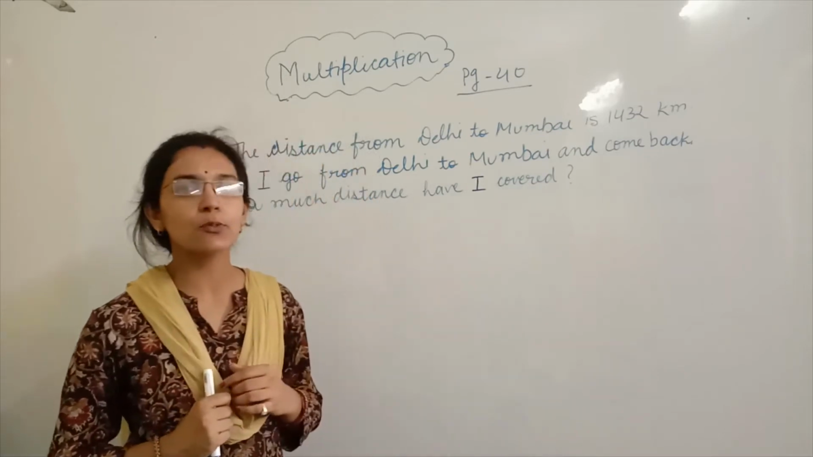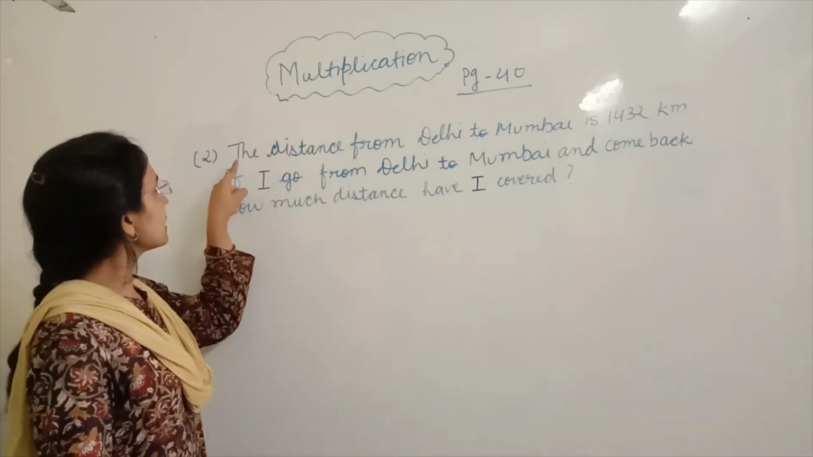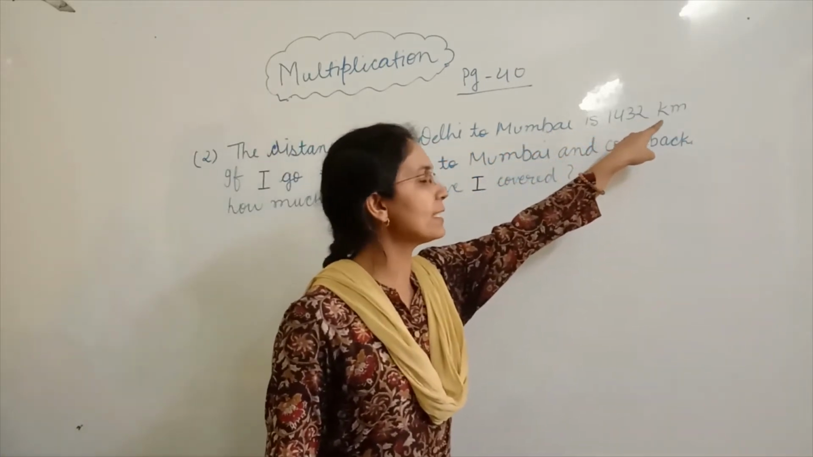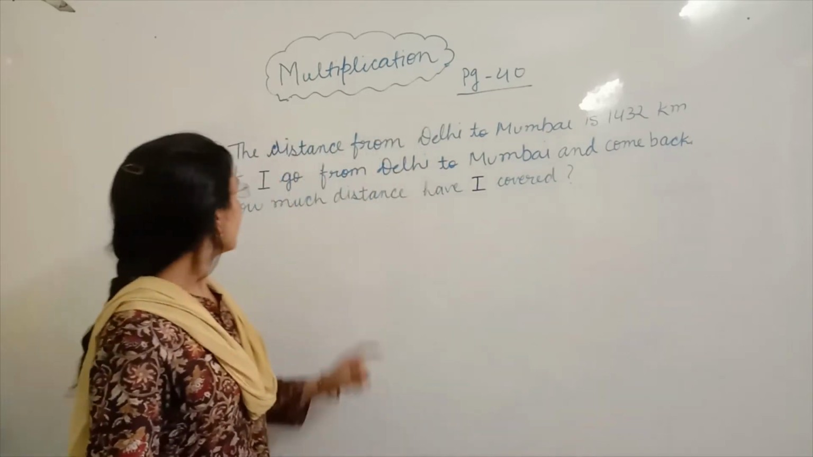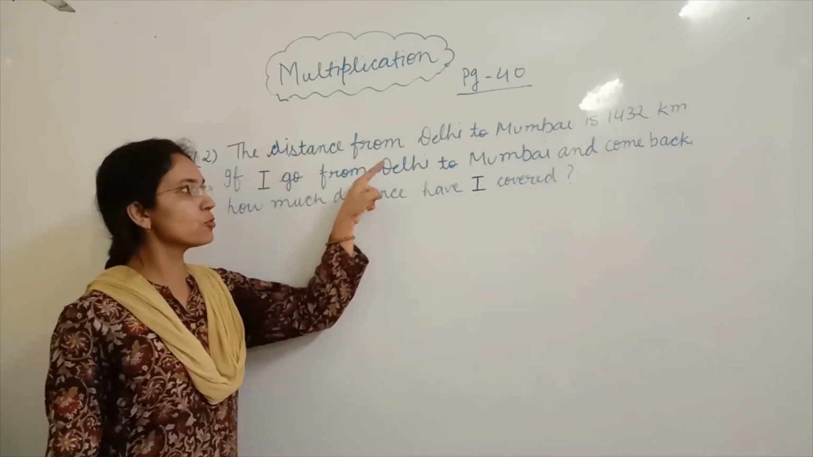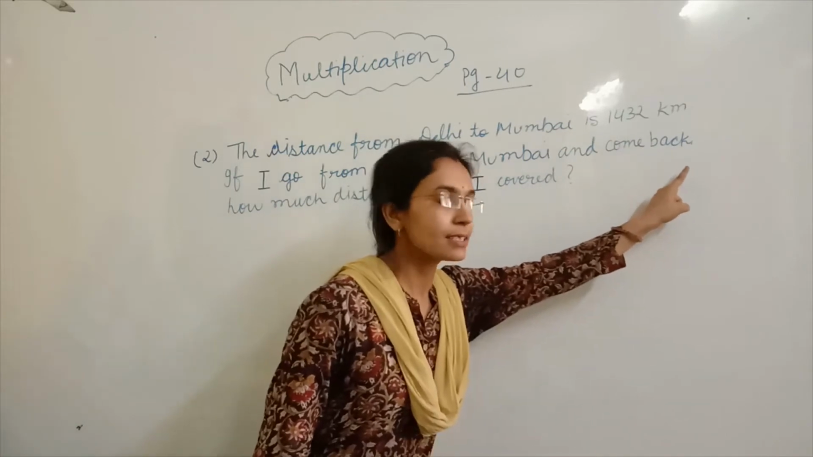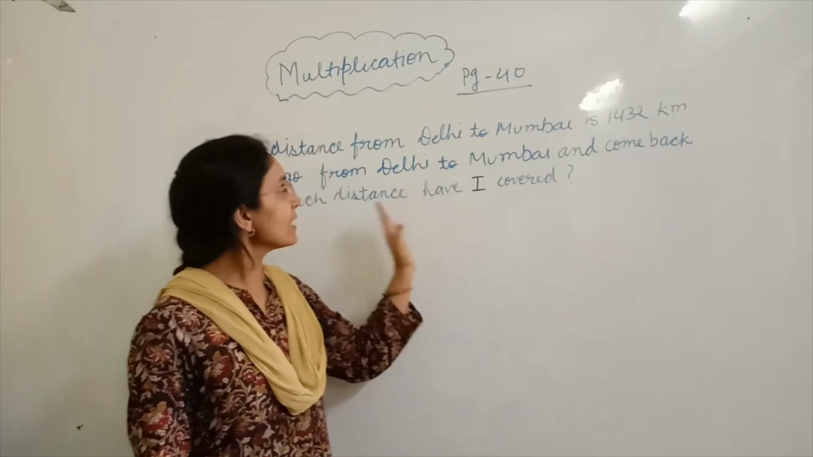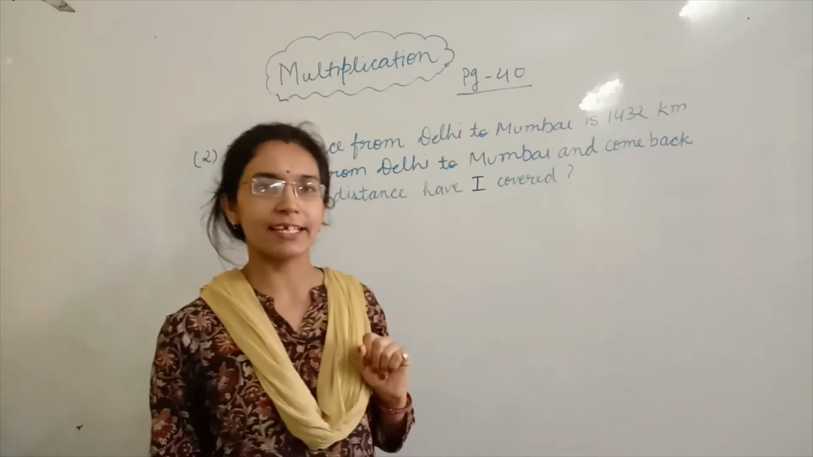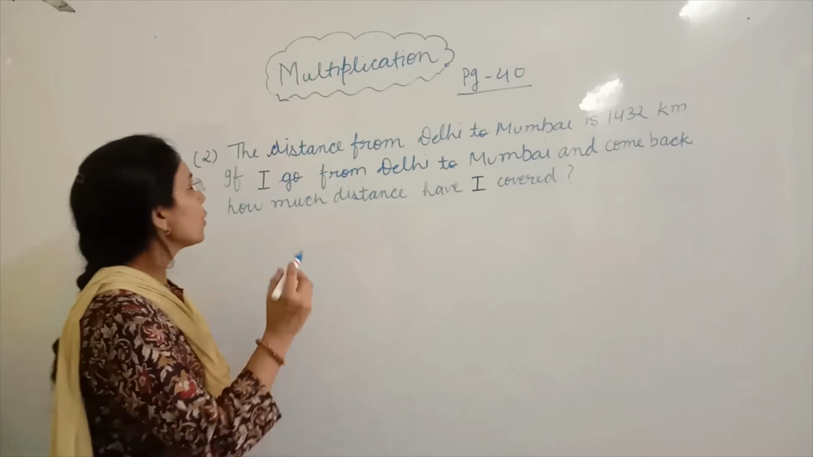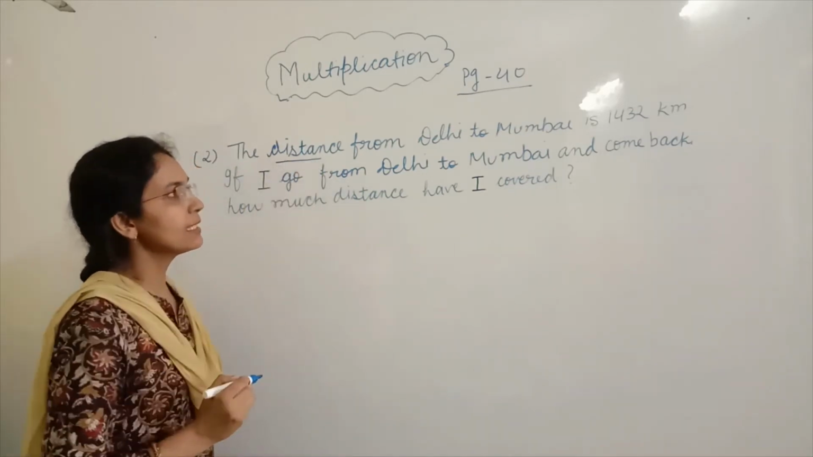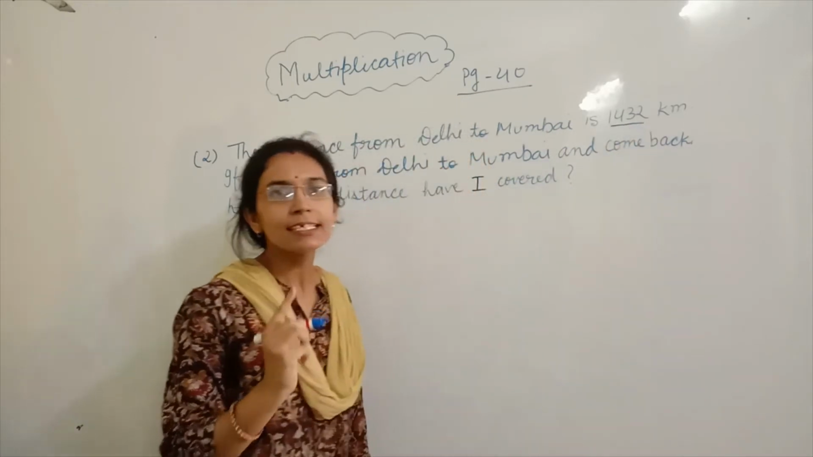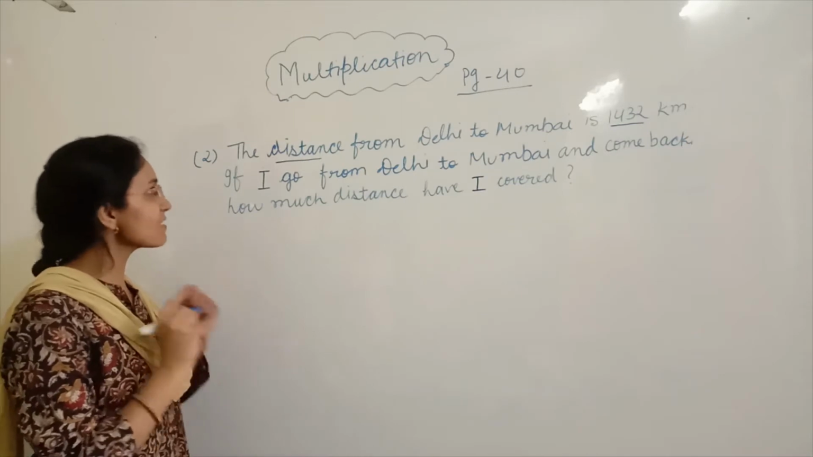So I am going to read the question first. Your question is, the distance from Delhi to Mumbai is 1432 km. Okay? If I go from Delhi to Mumbai and come back, how much distance have I covered? In this, so many keywords are there. First keyword: what is the distance from Delhi to Mumbai? That is 1432 kilometers.